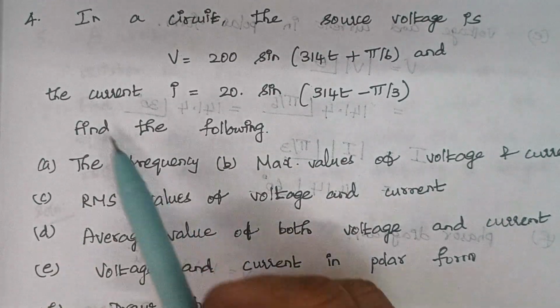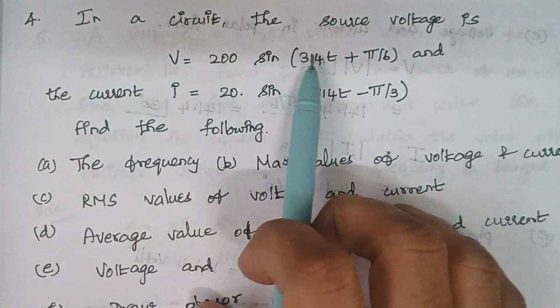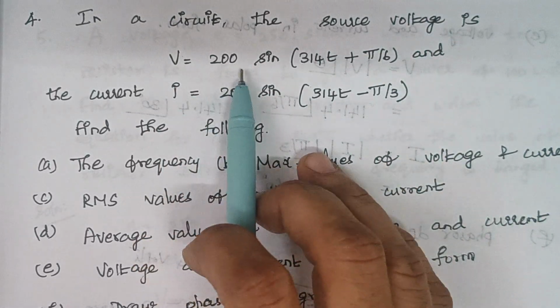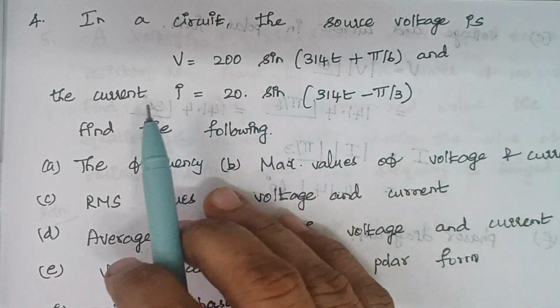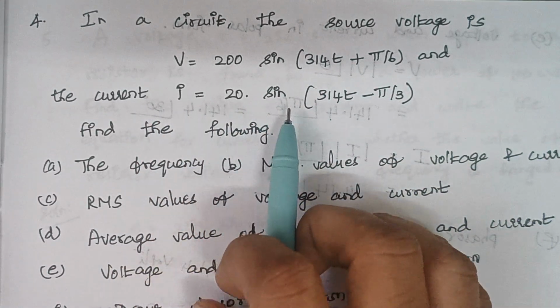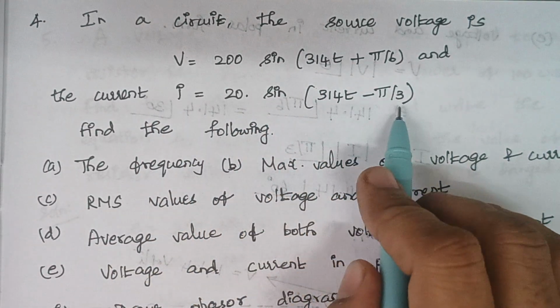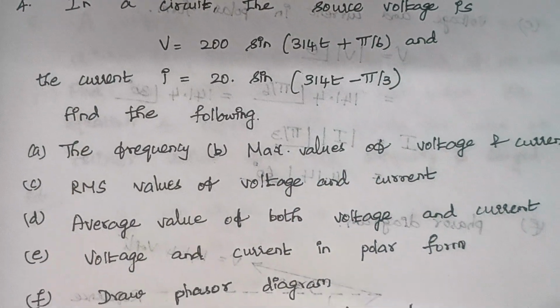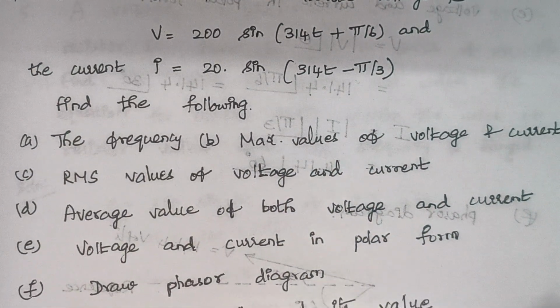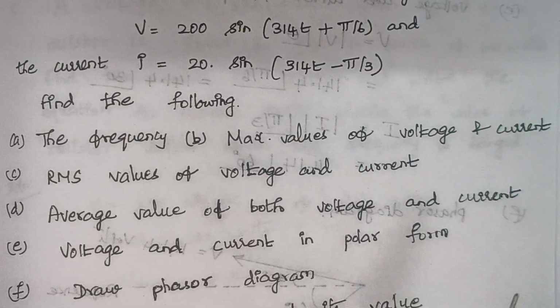Pure resistive, pure capacitive and pure inductive circuits. The problem is: in a circuit the source voltage is V = 200 sin(314t + pi/6) and current I = 20 sin(314t - pi/3). Find the following. Here they have given a lot of parameters to be calculated.